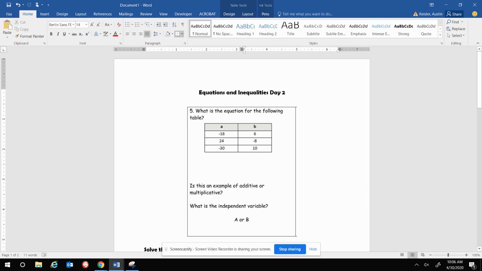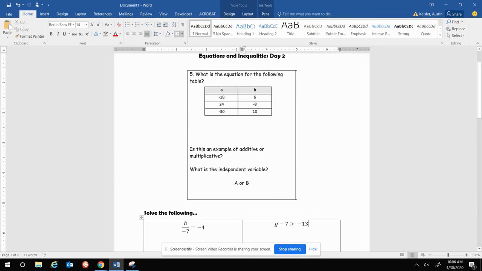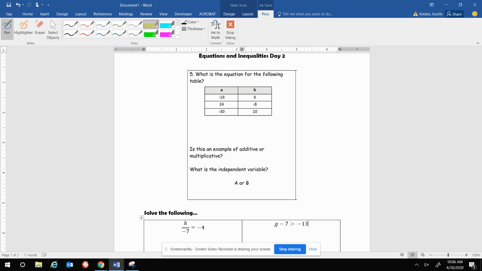All right, guys, we're going to take another look at some equations and inequalities like we did yesterday. I'm going to keep the same format. First, we're going to look at a two-variable equation problem. I know it's a two-variable equation problem because up here I've got my two different variables, A and B.